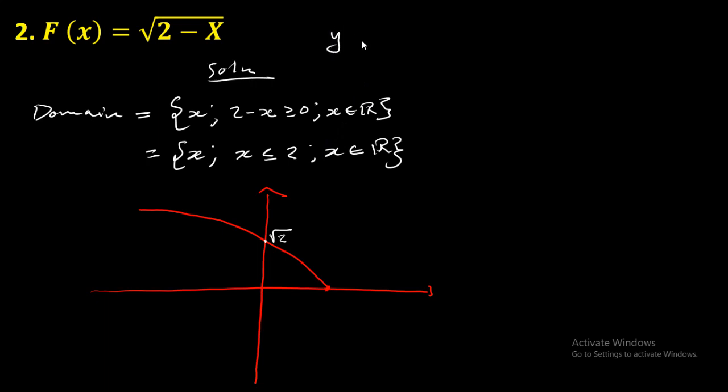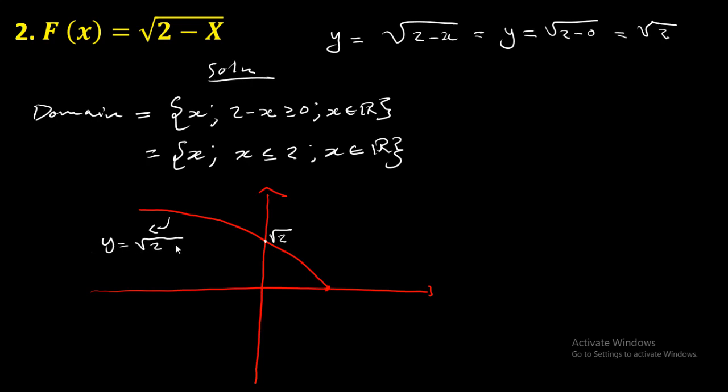So y is equal to square root of 2 minus x. So when x is equal to 0, you are going to have y equal to square root of 2 minus 0, and this is just the square root of 2. So this is the graph. So this graph is just the graph of y is equal to square root of 2 minus x.